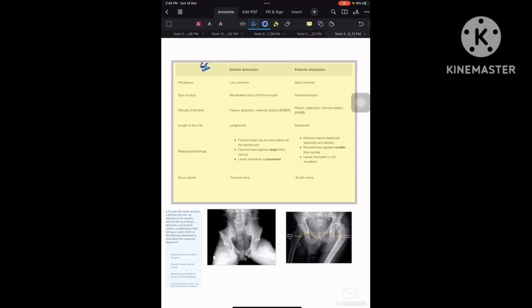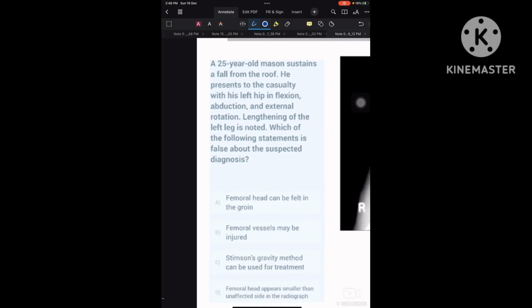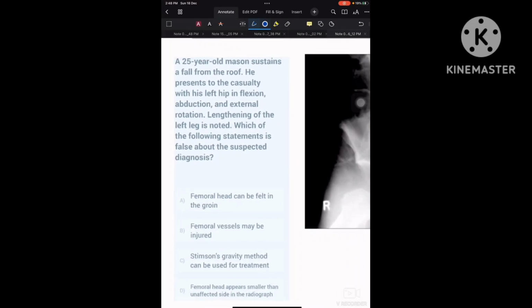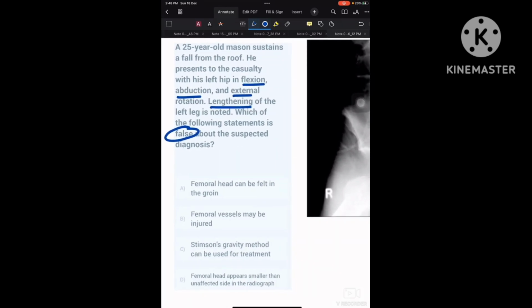Firstly, let me display that question for you, which is: a 25-year-old mason sustains a fall from the roof, and they have given everything like flexion, abduction, external rotation, lengthening, whatever information they want to reveal, they have revealed, and they are asking you about the false statement about the suspected diagnosis. Now that you have gone through the question, please try to answer this. Freeze one option in your mind as an answer, and then later we'll come and see if it is right or not.